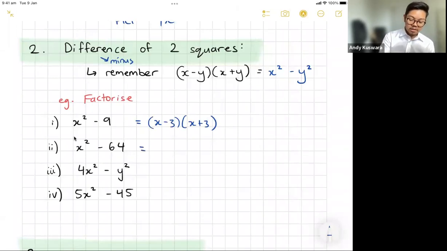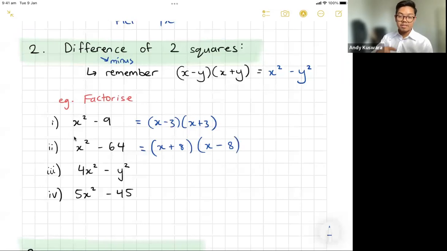So x squared minus 64, I can see here that my 2 squared numbers are x and 8. And so one would be plus, one would be minus. If you're unsure about these, expand them out and just make sure you do get them. Now this one starts to get a little bit different because we've got not just an x squared, but 4x squared. I need to figure out the square root of that, which in this case is going to be 2x. I'm going to have 2x minus y, 2x plus y, because 2x squared is 4x squared.